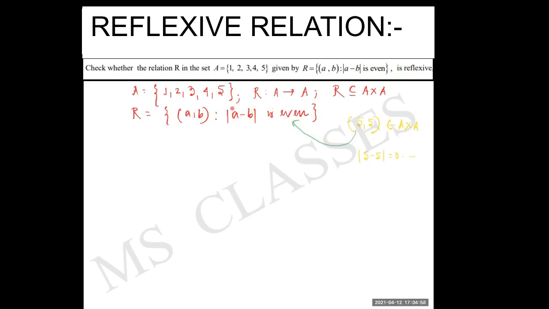Now, it is not possible, children, that every time we will take an element like this and check. So instead, what we'll do is, for the reflexive property, let a be any arbitrary element of the set A.